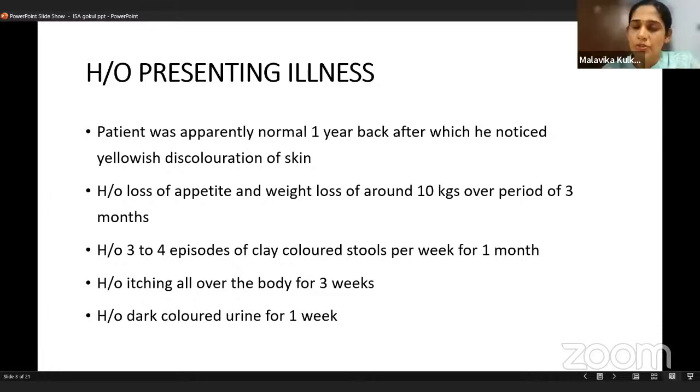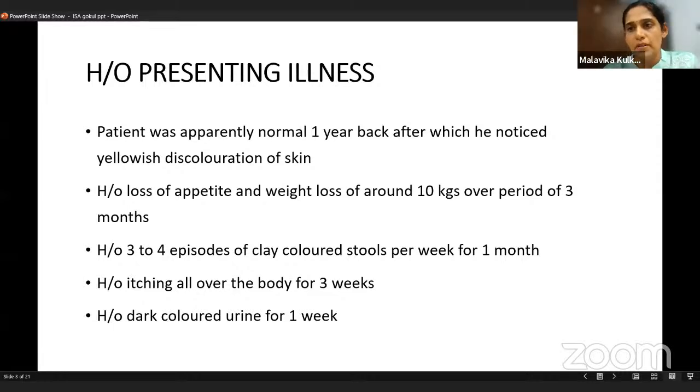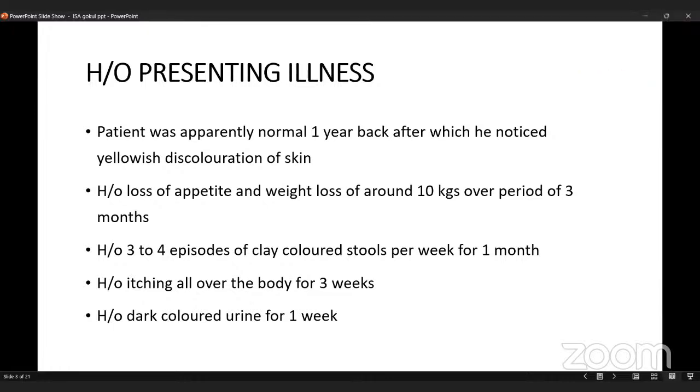So, which are the sites you look for jaundice in the body? Ma'am, the sclera and base of tongue, and if the bilirubin levels are high, even the skin and the peripheries can also be seen. So primarily you look for features of jaundice in the skin, sclera and the mucous membrane. Am I right? Yes, ma'am.